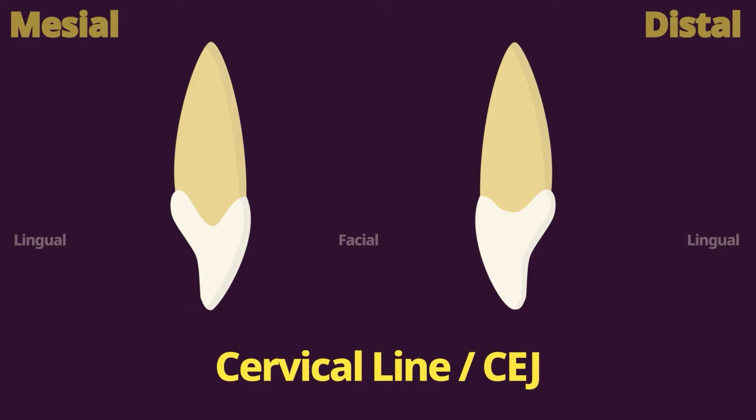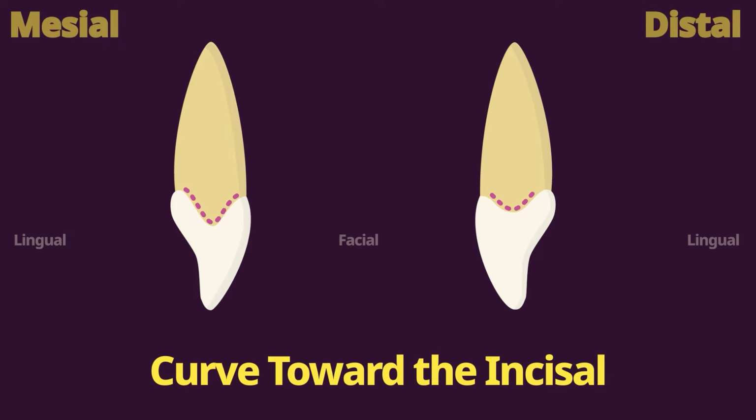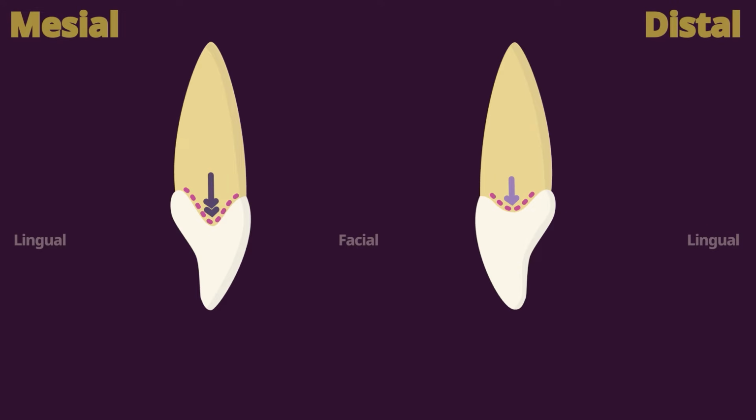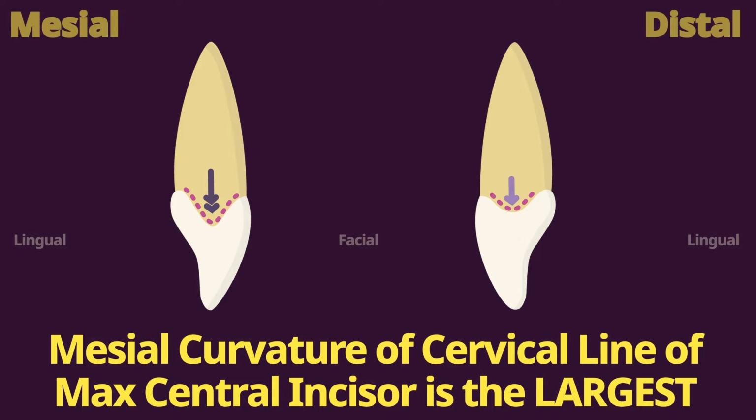The cervical line, or the CEJ, where the root of the tooth and the crown of the tooth meet, has a curve towards the incisal. That curve is more pronounced on the mesial aspect than it is on the distal aspect. In fact, the mesial curvature of the CEJ of the maxillary central incisor is the most pronounced of all of the teeth. It can go 1/4 of the crown or more.